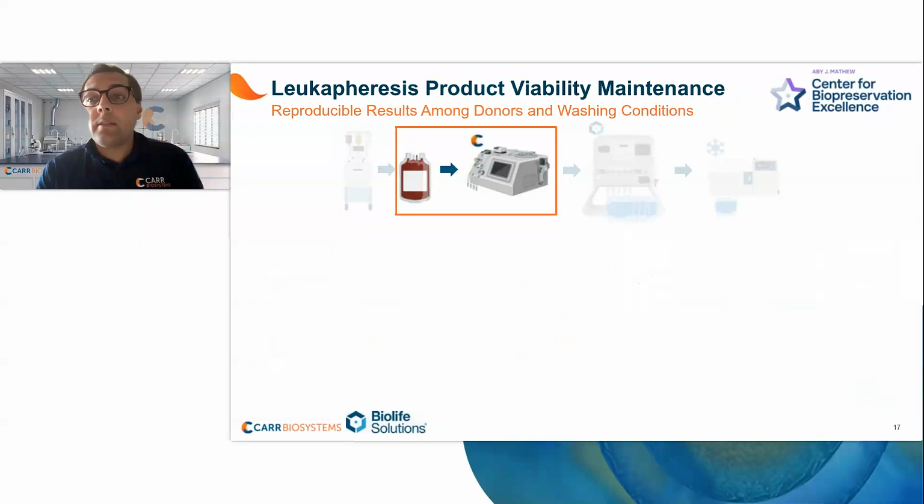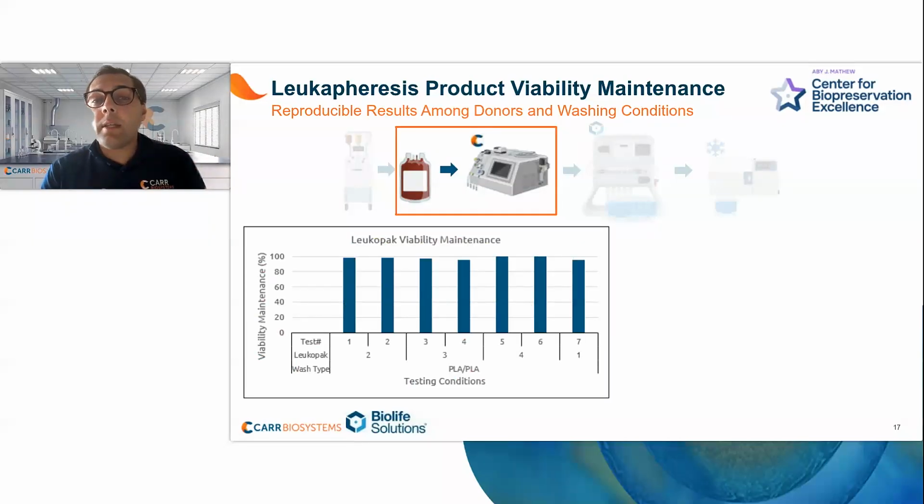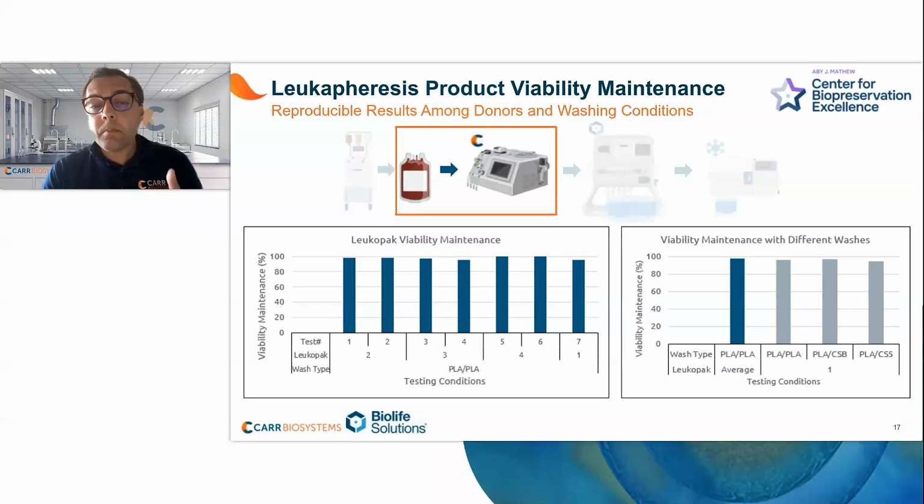So what does that necessarily mean, though, if we have high viable cell recovery, but viability maintenance isn't occurring? So we took those same 7 sets of testing conditions where we washed with plasma light and eluted in plasma light and wanted to see how viability maintenance was from start to finish with the Leukopak going into the unifuge. And within each of those 7 runs, it was noted that viability maintenance exceeded 90%, which really indicated very minimal impact to the cells going in and out of the unifuge.